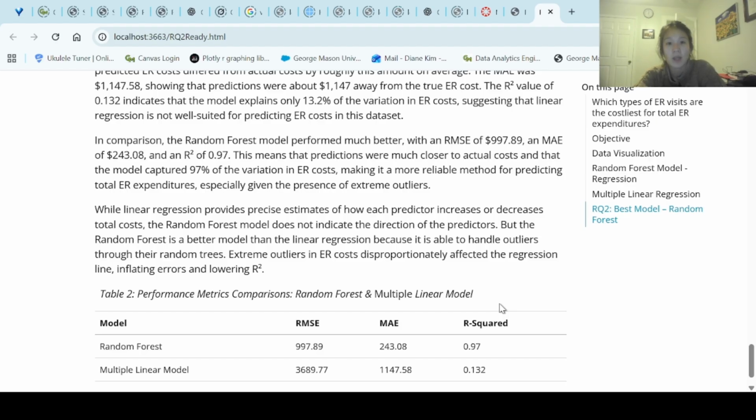These are important because the RMSE means that the predictions were much closer to the actual cost, and that the R squared captured 97% of the variation in ER cost compared to 13% in the multiple linear model. So performance metrics wise, random forest beat multiple linear model way out of the park, mainly because of how it handles outliers.